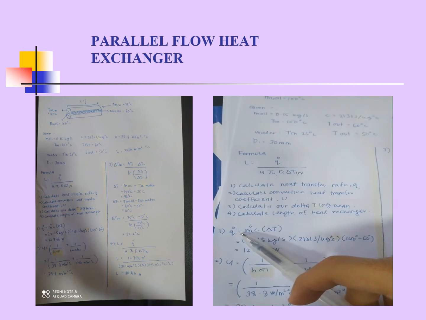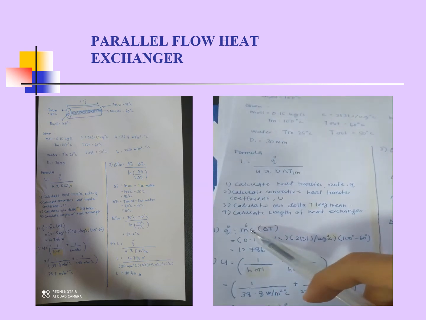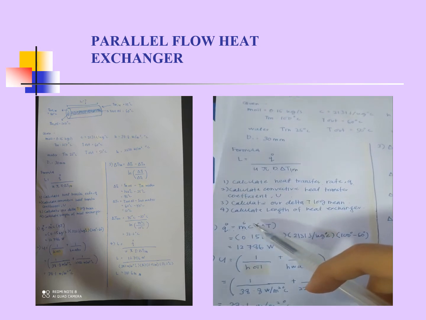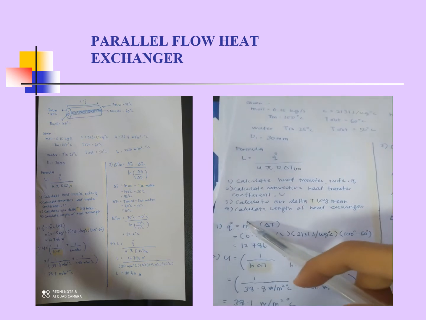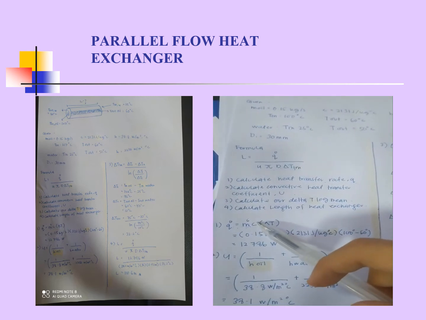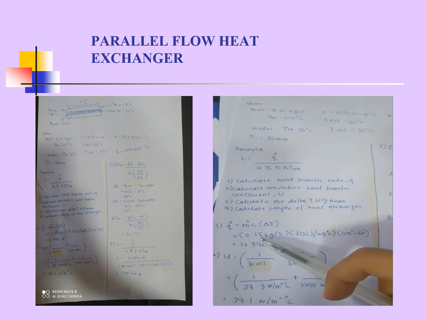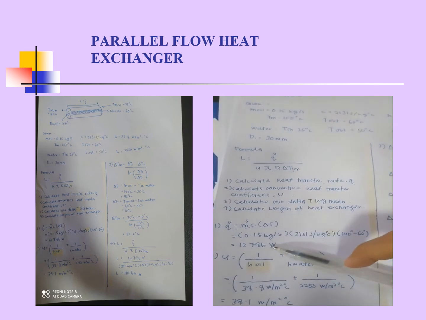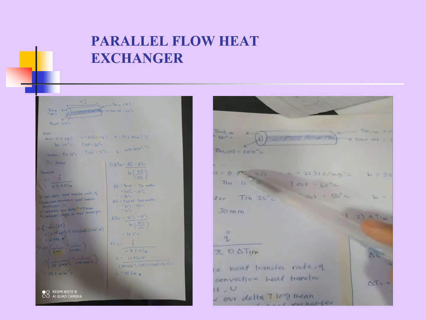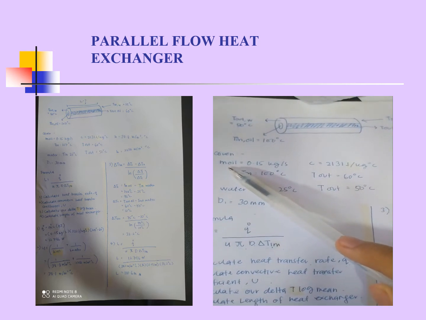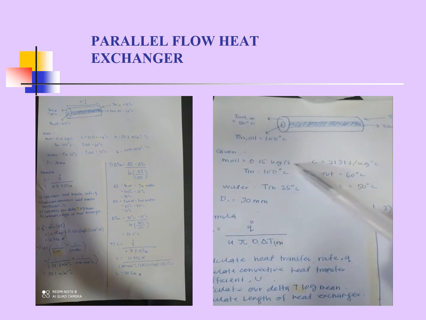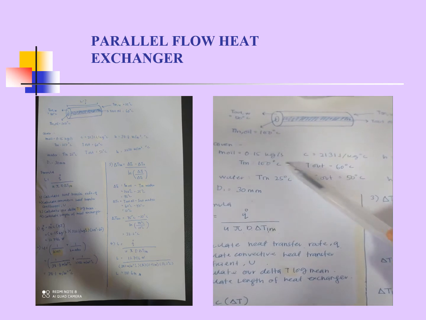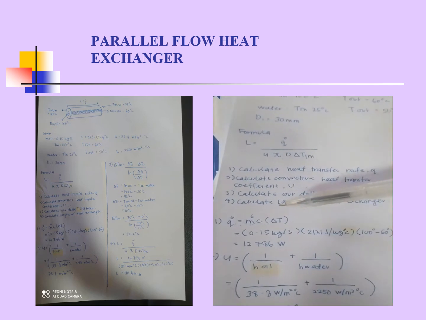The formula for Q is m dot times C times delta T. M dot is the mass flow rate and C is the heat capacity. And now we go to the question. We choose oil or water to put in the formula. I will choose oil because it has m dot and it has C. So we can use oil in the formula.